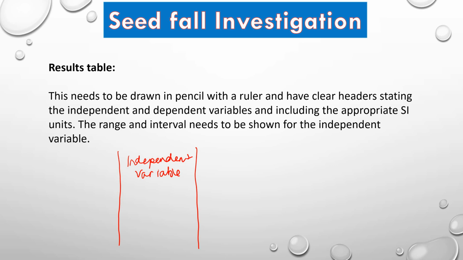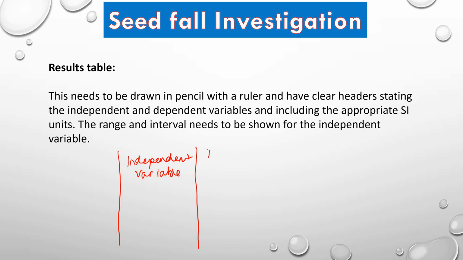Okay, so this should be the size of the slit or the area of the wing, whichever you've chosen. If it's size of slit, it would be centimeters. If it's the area of the wing, area is measured in centimeters squared, okay?